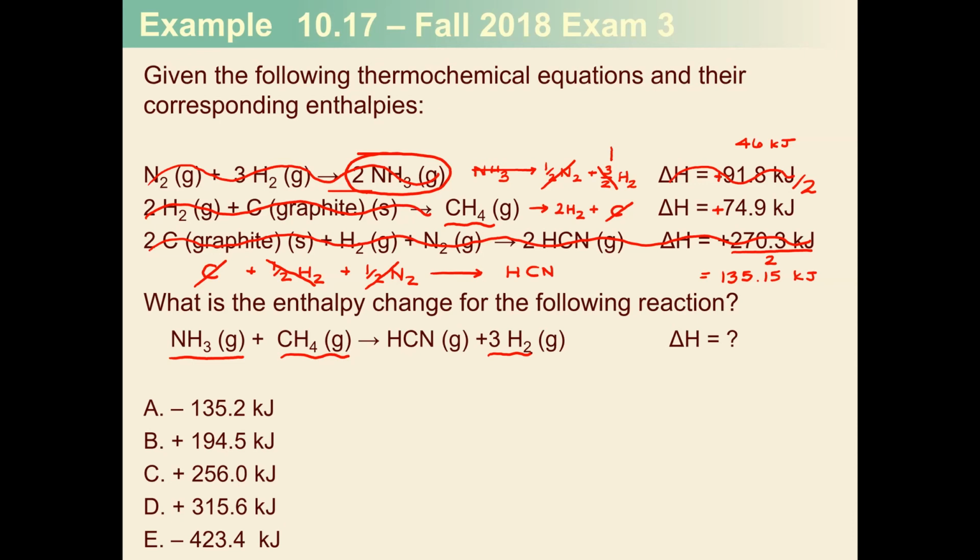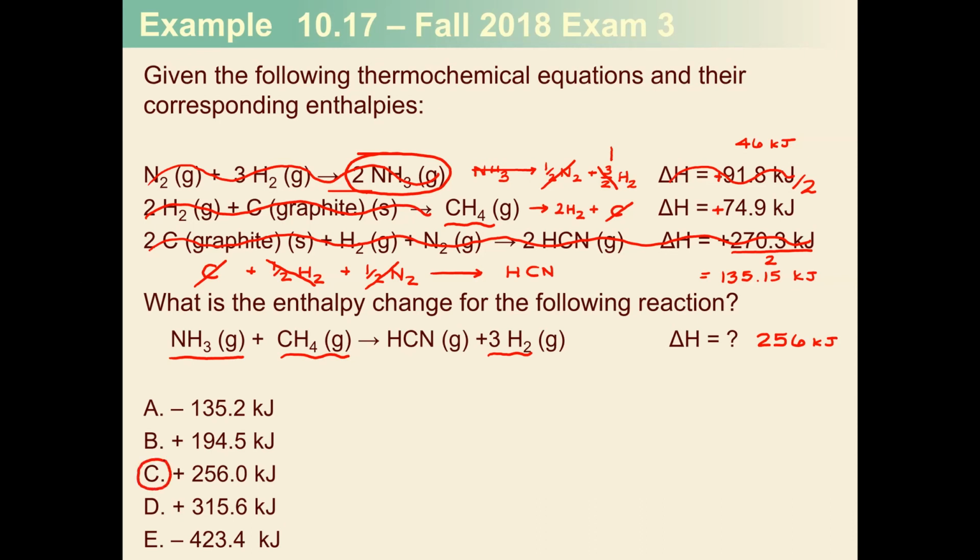So all I need to do is go and add the energies that you see here for the delta H's. So if I add 46 kilojoules to 74.9 and my 135.15, you should get a delta H of 256 kilojoules per reaction. As you can see with our answer choices, that is going to give us answer C.